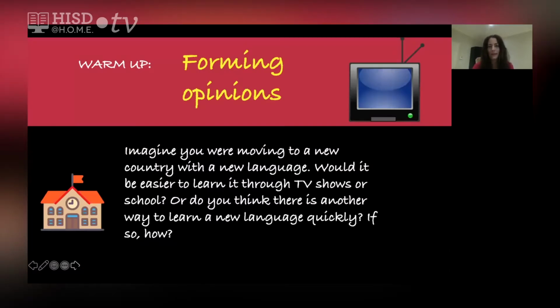So here's our warm-up, which is all about forming opinions. Let me move my screen. So your warm-up is to imagine you are moving to a new country with a new language. Would it be easier to learn it through TV shows or school? Or do you think there's another way to learn a new language quickly? If so, how? I'll read that again. Imagine you were moving to a new country with a new language. Would it be easier to learn it through TV shows or school? Or do you think there is another way to learn a new language quickly?